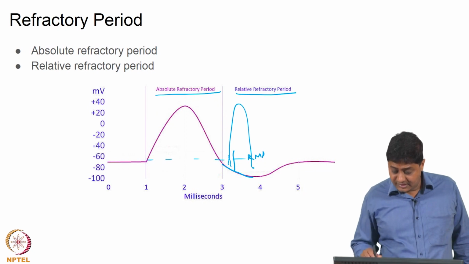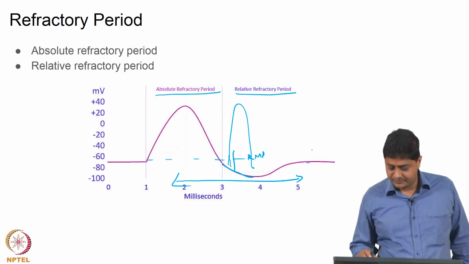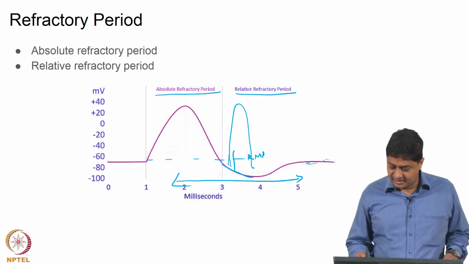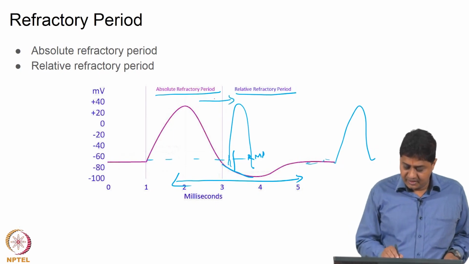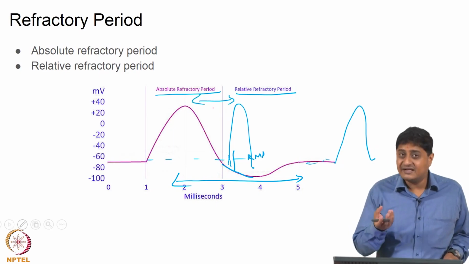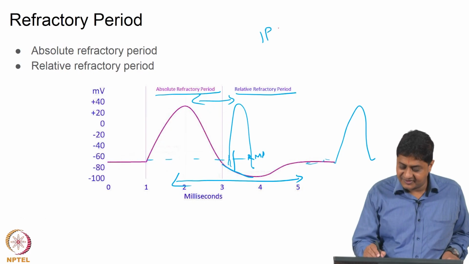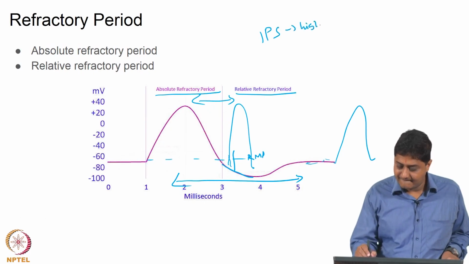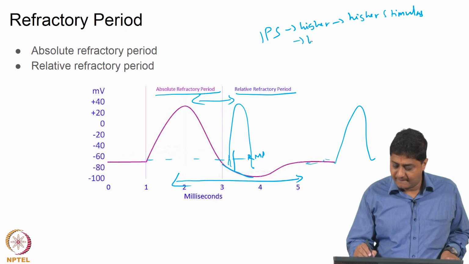So, now instead of it going so much distance back, taking so much time to go to resting membrane potential and then have one more action potential, if the stimulus strength is high, there will be two action potentials relatively closer to each other in time. So, the number of impulses per second will be higher for a higher strength stimulus. It will be lower for a lower strength stimulus.